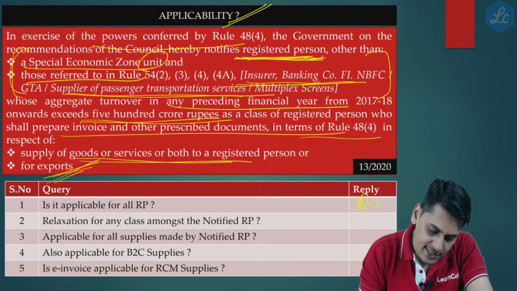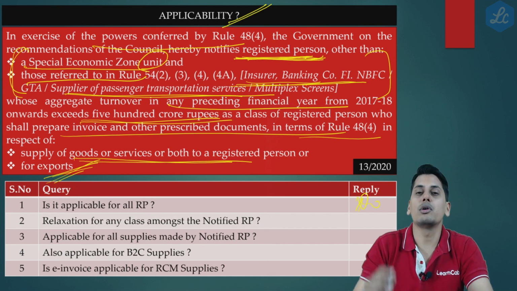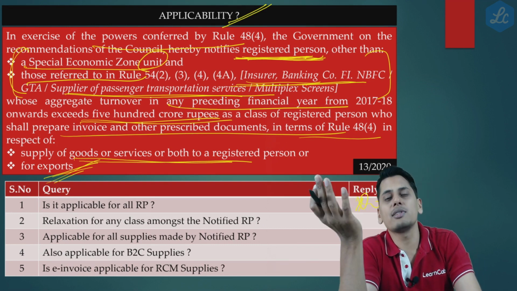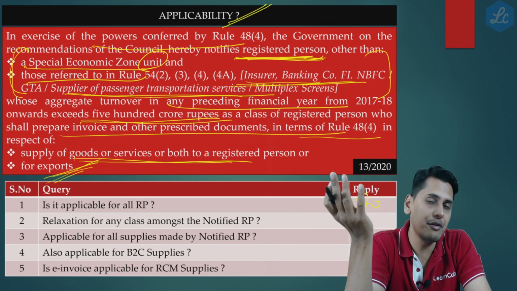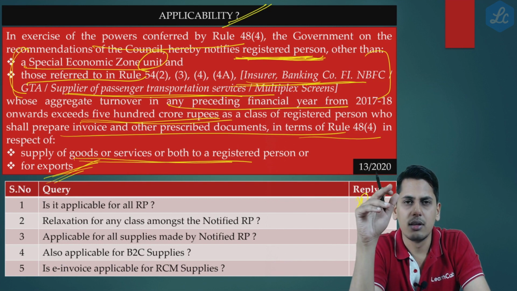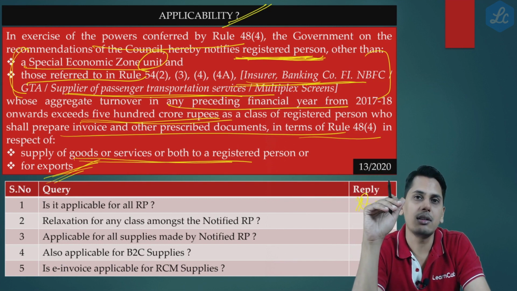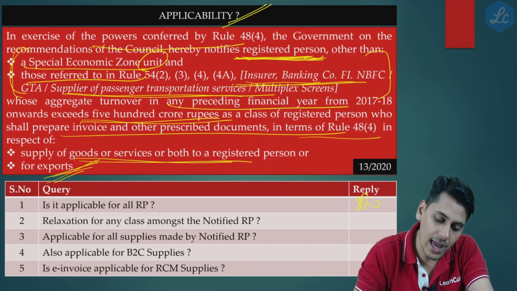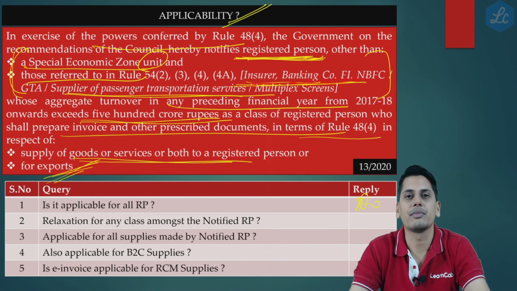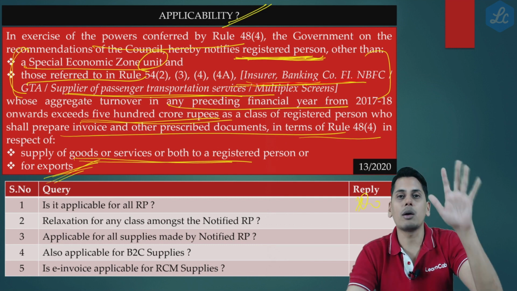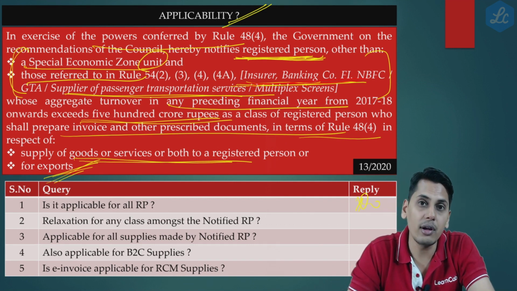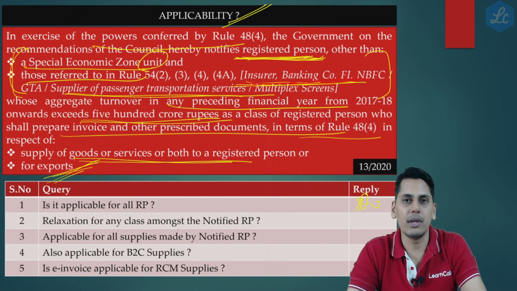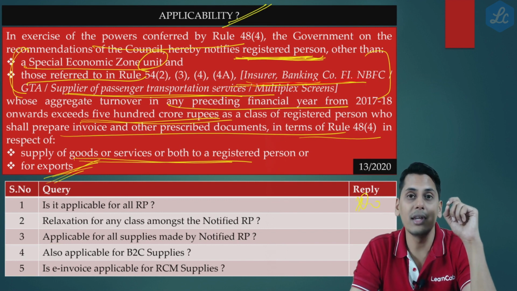Is there any relaxation for any class amongst the notified registered persons? Let's suppose there is a person whose aggregate turnover is exceeding 500 crore rupees. Is there any relaxation? The answer is yes. If he happens to be a special economic zone unit or if he happens to be one of these suppliers, then this notification is not applicable to him. Resultantly, 48 sub rule 4 also is not applicable to him. Friends, please be very cautious.